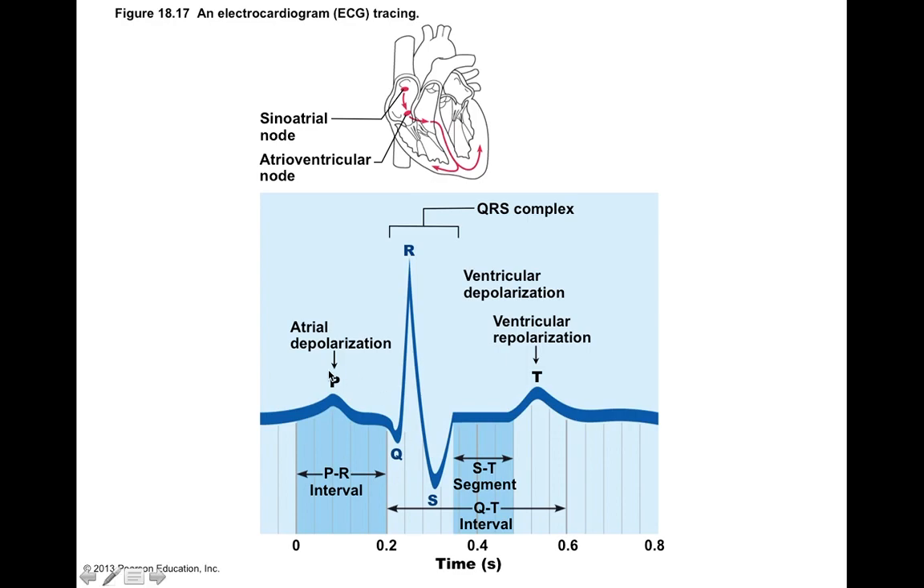What caused the delay between the atria and the ventricle contraction? 100 millisecond delay. The AV node. It's a bottleneck. So what about the AV node made it a bottleneck? Do you guys remember? That's good. Yeah, you're right. So it allows time for the atria to contract before the ventricles start contracting.